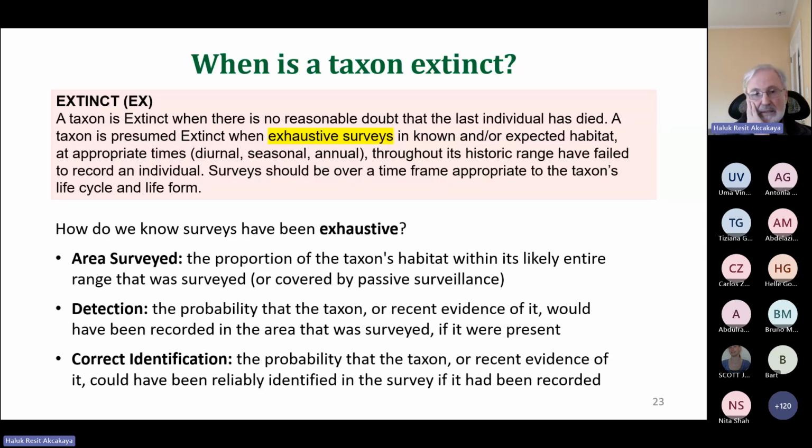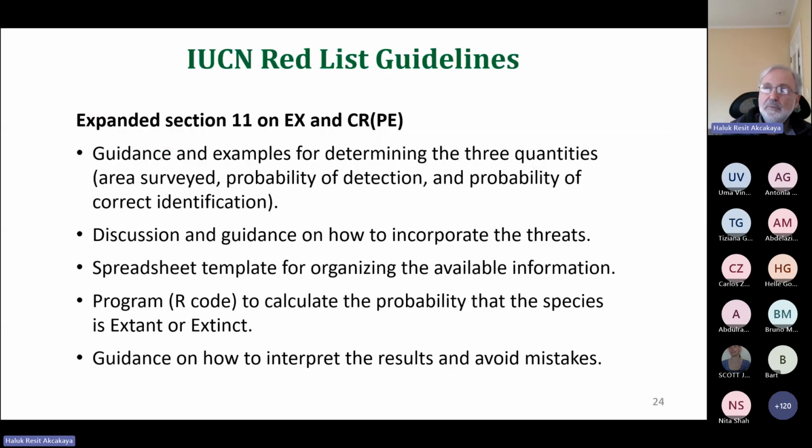And the third one is the probability of correct identification: whether the species would have been identified correctly when it is recorded. This is going to be a small number for species that are very similar to other species, and a higher number for species that are unique in morphology and easily identified. But it will also be a high number if advanced techniques such as DNA detection have been used in surveys. So once you know these three quantities, the area surveyed, the probability of detection if it is present, and the probability of correct identification if it is recorded, then you enter this information into a spreadsheet.